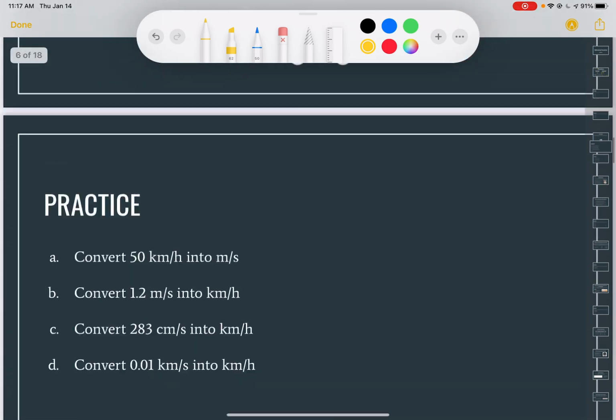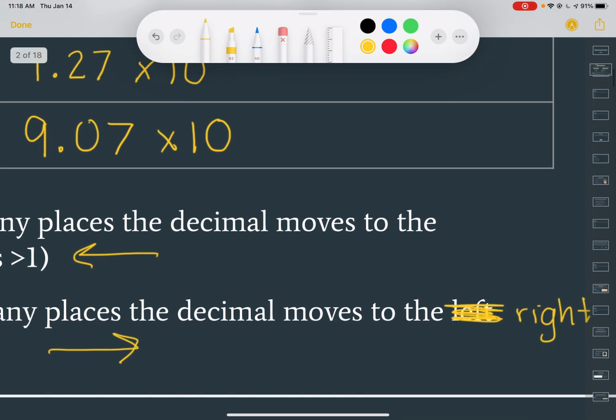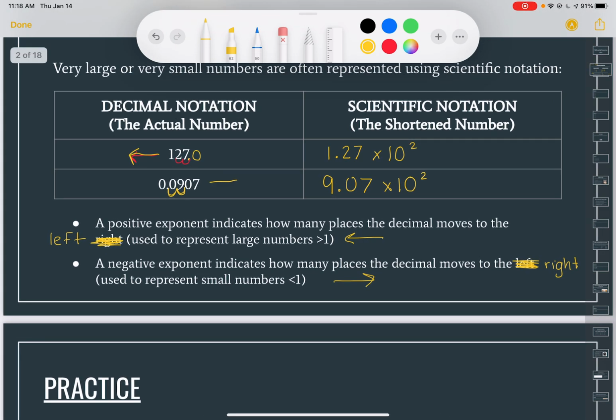So we're going to put a 2 right there. And because we've moved our decimal to the right, like what we see right here, we're going to have to put a negative. So this is going to be negative 2. So it should be 9.07 times 10 to the negative 2. That's literally the same thing as 0.0907. All right, just a different way of writing it.